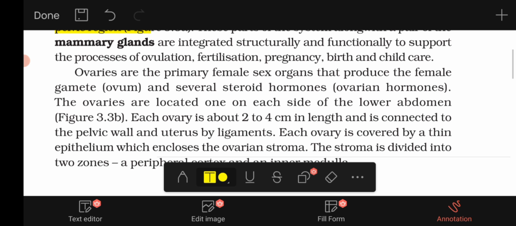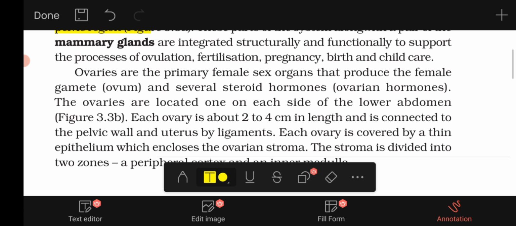The ovaries are located one on each side of the lower abdomen. Each ovary is about 2 to 4 centimeters in length. In case of testes, they are oval in shape, around 4 to 5 centimeters in length, and the width is around 2 to 3 centimeters. But in case of ovaries, it is 2 to 4 centimeters in length, and it's connected to the pelvic wall and uterus by ligaments.